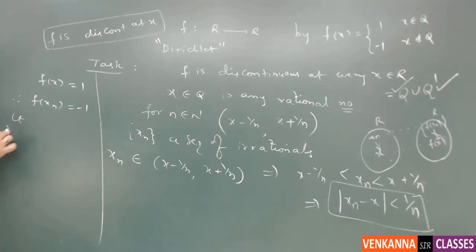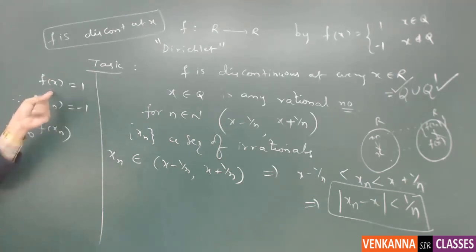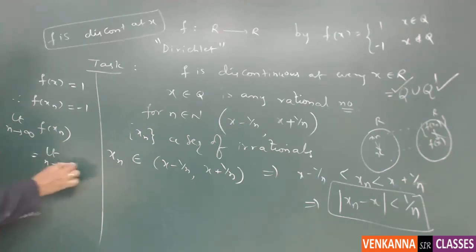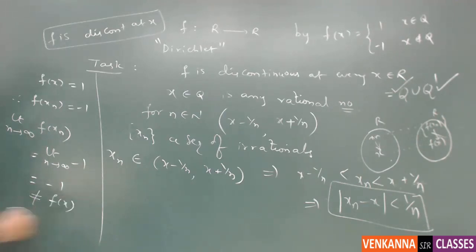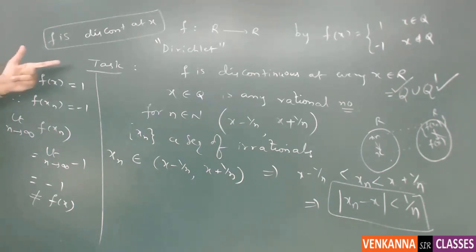So if you consider limit n tends to infinity f of xn, in other words, you are checking whether the image sequence has a limit or not. If it exists, is it equal to f of x or not, you are considering here. So this is equal to limit n tends to infinity minus 1, value is minus 1. So it is not equal to f of x because whose value is 1. So the domain sequence is converging to x, but the image sequence is not converging to f of x. Therefore, as per the sequence criteria, f is discontinuous at x. Clear?